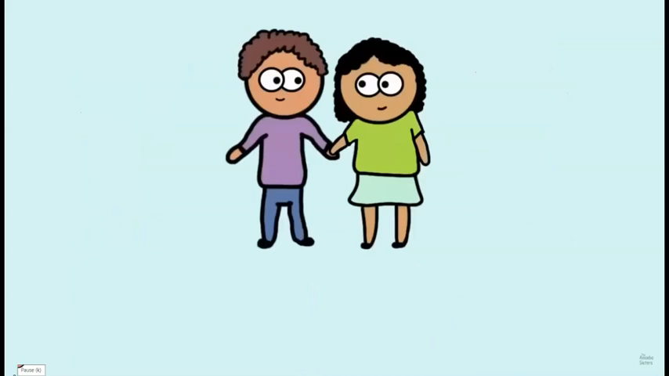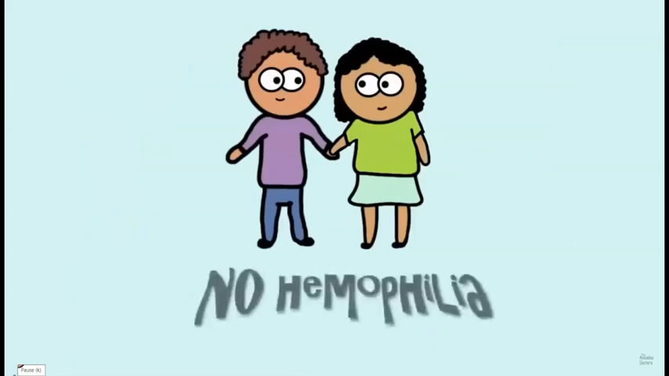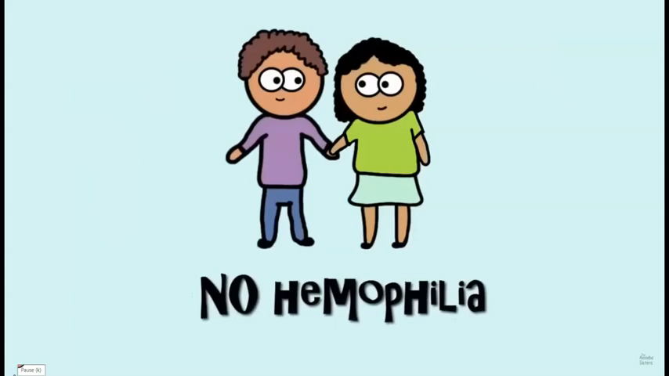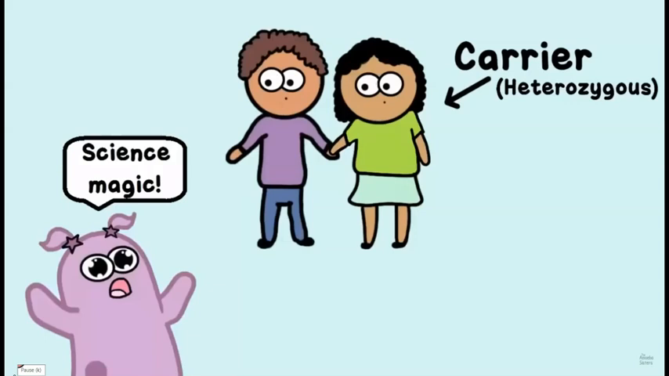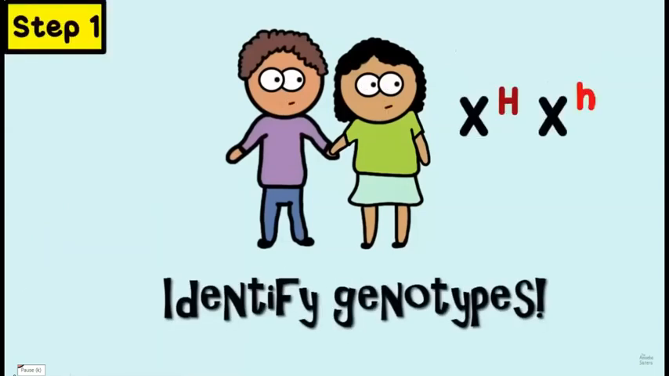So let's say that 2 people that do not have hemophilia have children. However, let's say that the woman is a carrier. That means she is heterozygous. How do you do a sex-linked Punnett square cross for this kind of trait? Step 1. Identify the genotypes of the parents.